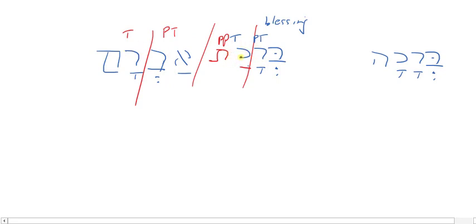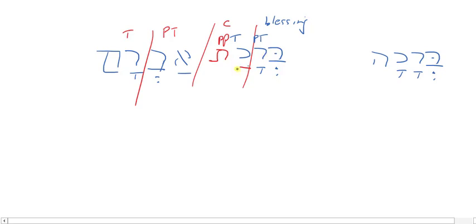It's open or closed? It's closed, right? I've added the patach tav. It's closed. Closed and accented or unaccented? It is unaccented. What syllable rule must it follow? The closed unaccented syllable rule: closed, unaccented syllables require a short vowel.